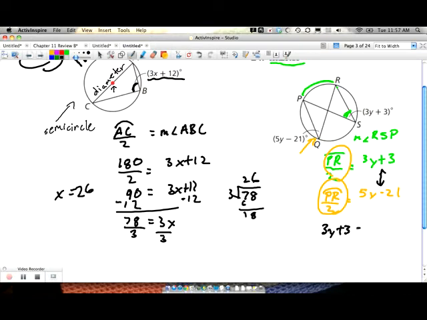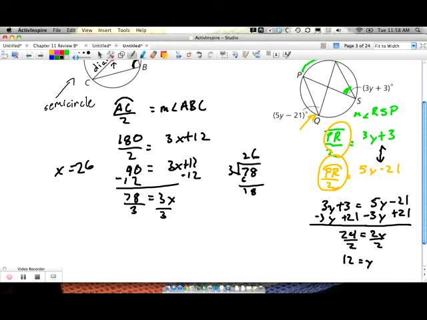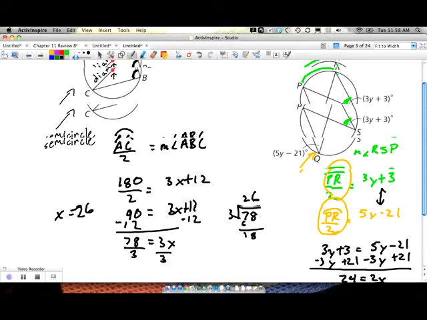So that means 3y plus 3 is equal to 5y minus 21. If I do a bunch of algebra here, subtract 3y from each side, add 21 to each side, we got 24 equals 2y. Divide by 2 on each side. What's y going to equal? 12 equals y. Now that's interesting because we're not done.